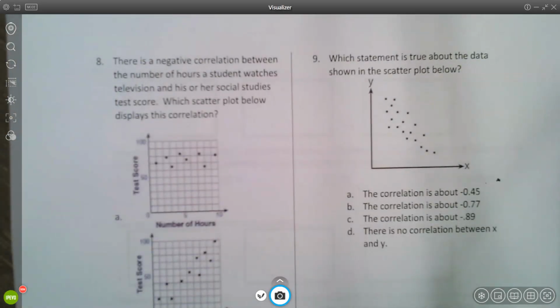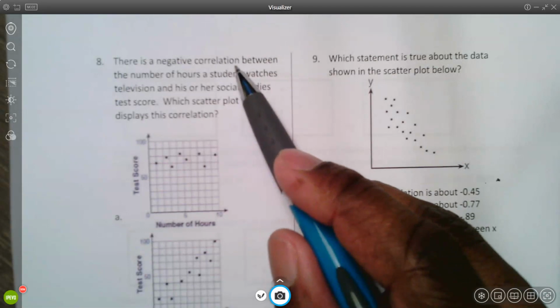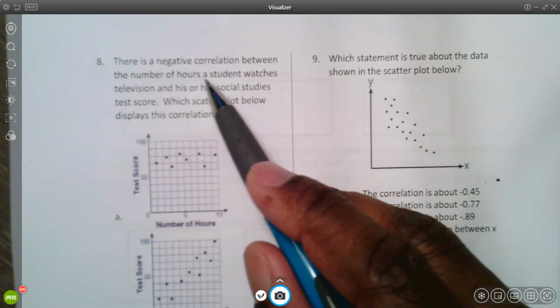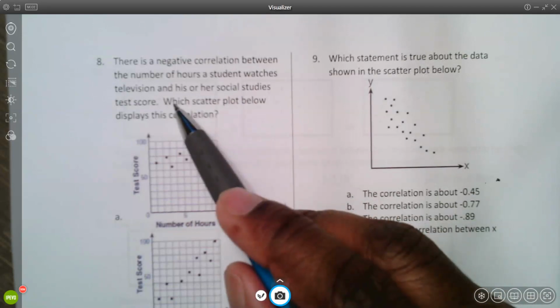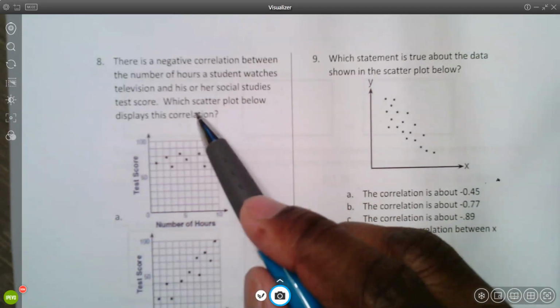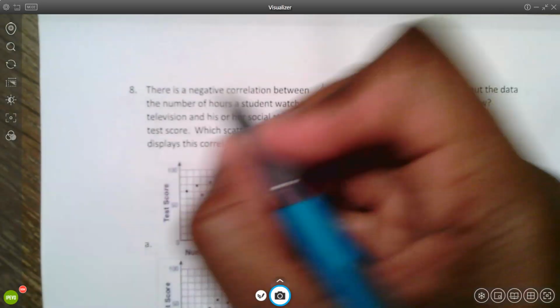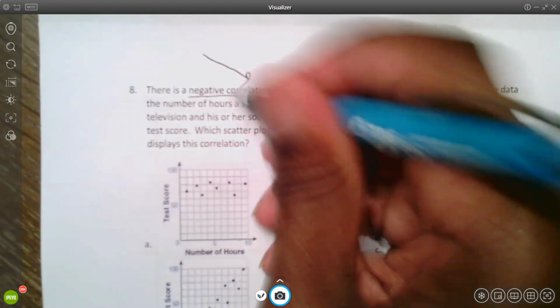Number 8 says there's a negative correlation between the number of hours a student watches television and his or her social studies test score. Which scatter plot below displays this correlation? So you've got to think about the number of hours and the test score. They gave us a clue. They said there's supposed to be a negative correlation. So that means it should be going downwards as I go to the right.